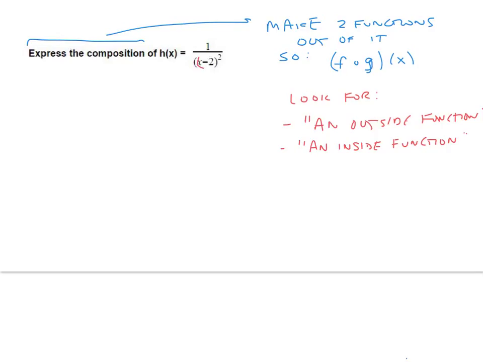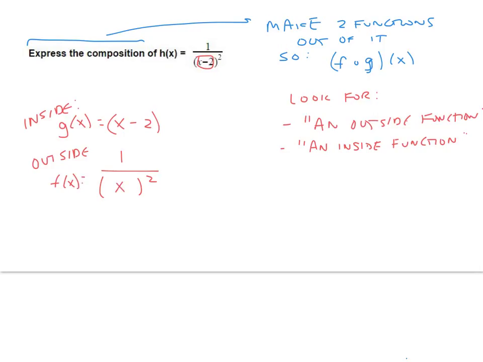Well, I notice I've got this x minus 2 here. So I'm going to make that my inside. And that's going to be my g of x is equal to x minus 2. Well, what that means is my outside function is everything else. So that's going to be the 1 over something squared. Well, because this is an f of x, x has to go in here. So how do I rewrite this?